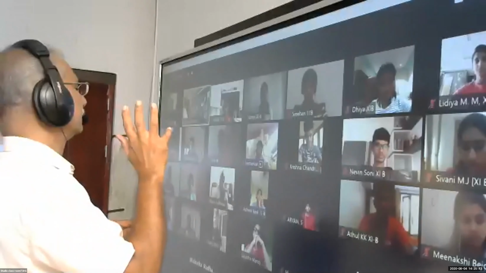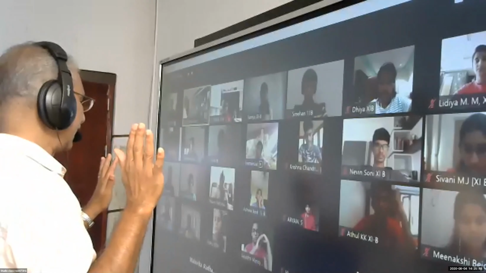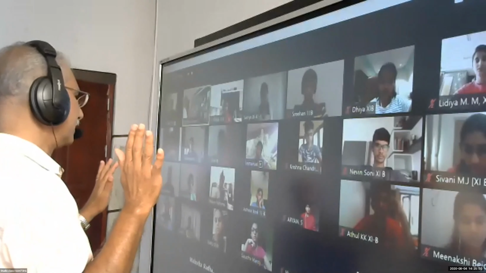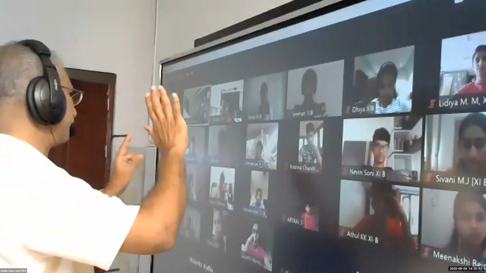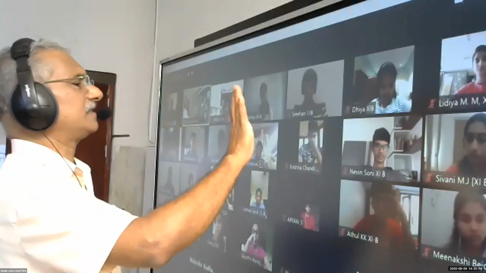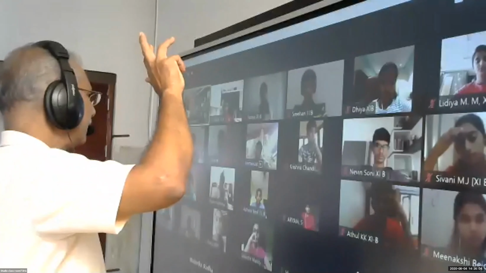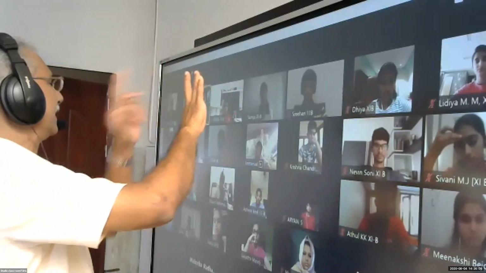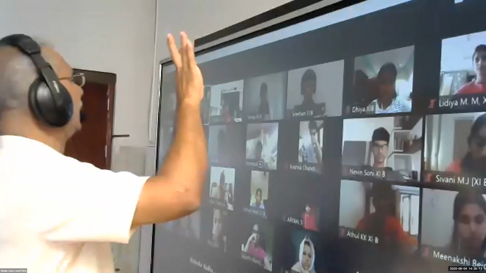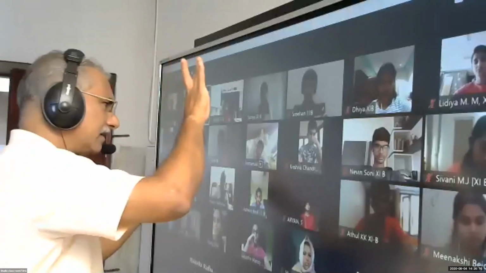First shell. What are the names given to the subshells? S, P, D, F, G, etc. S begins from 1s. 1s is possible. Then P, the second one. It begins from 2p only. 1p is not possible.